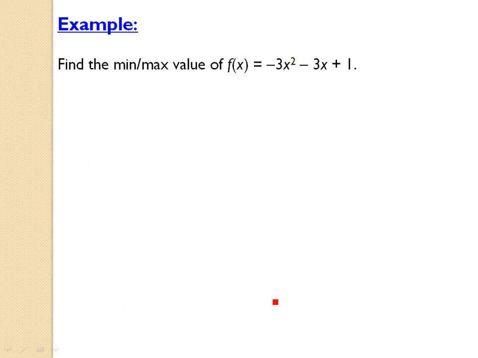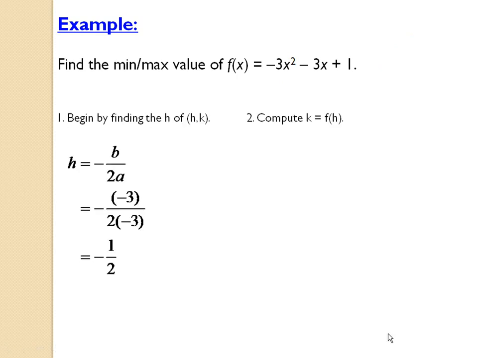Let's find the minimum or maximum value of f of x equals negative 3x squared minus 3x plus 1. Let's go ahead and figure out, do we have a minimum or maximum value? Now notice here that the a is negative 3. It is a negative number. Therefore this parabola will open down. Since it will open down, we have the highest point here called the maximum point.